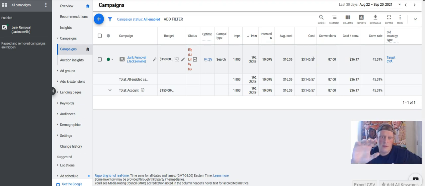So if you're a junk removal business and you would like leads flowing into your business quickly, there's no better resource than Google Ads for that.